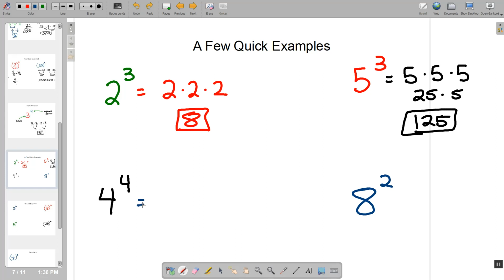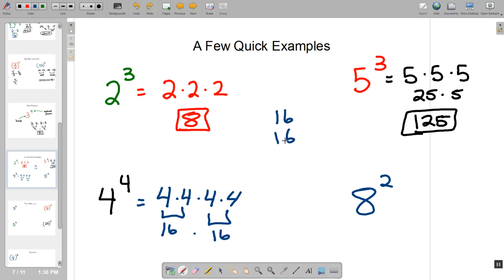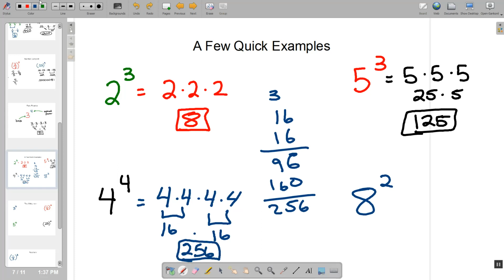4 to the fourth power, we're getting a little bit bigger here. 4 times 4 times 4 times 4 again. This is 16. This is 16. 16 times 16, that one I can't do in my head. Is 256. And last but not least is 8 squared, or 8 to the second power, which is 64.